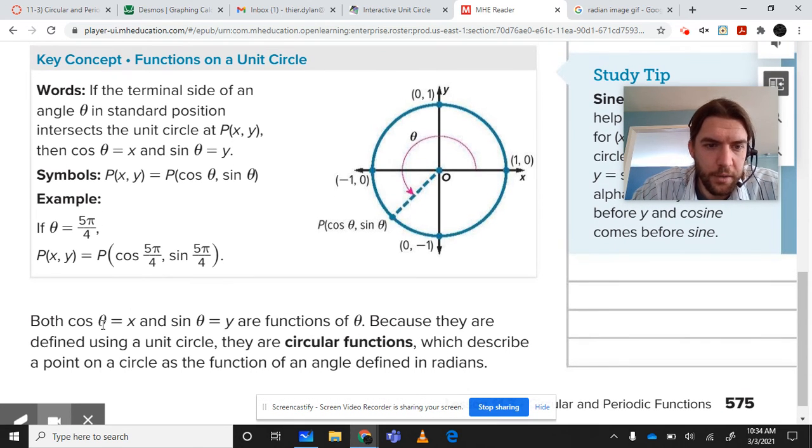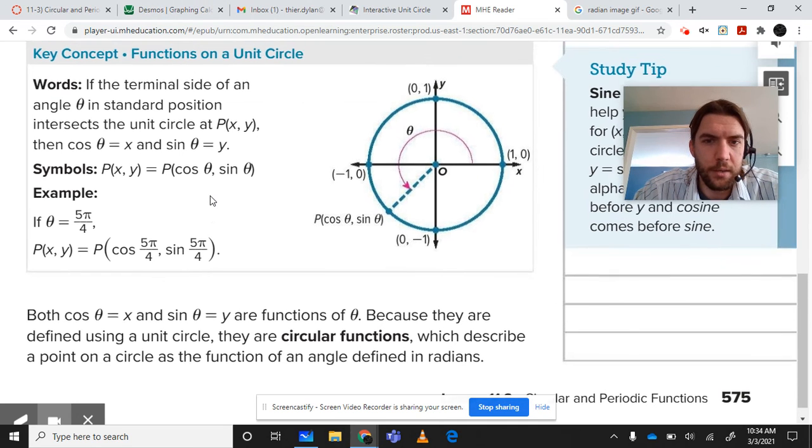Both cosine of theta equals x and sine of theta equals y are functions of theta. So our input, our variable, is the angle. Because they are defined using a unit circle, they're called circular functions. Okay, so this cosine and this sine are called circular functions, which describe a point on a circle as the function of an angle defined in radians.